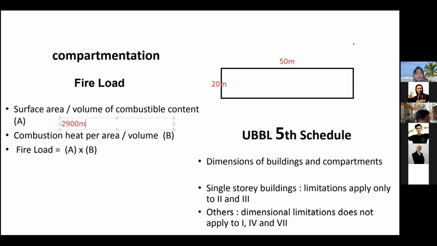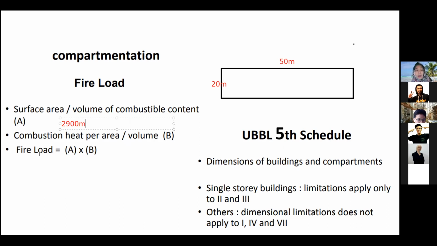Okay. Combustion heat per area for volume B. Okay, this one we need to refer to the compartmentation also. Here it doesn't say which building, which bylaw. They just say dimension of buildings and compartments. You need to refer back to the 5th schedule.